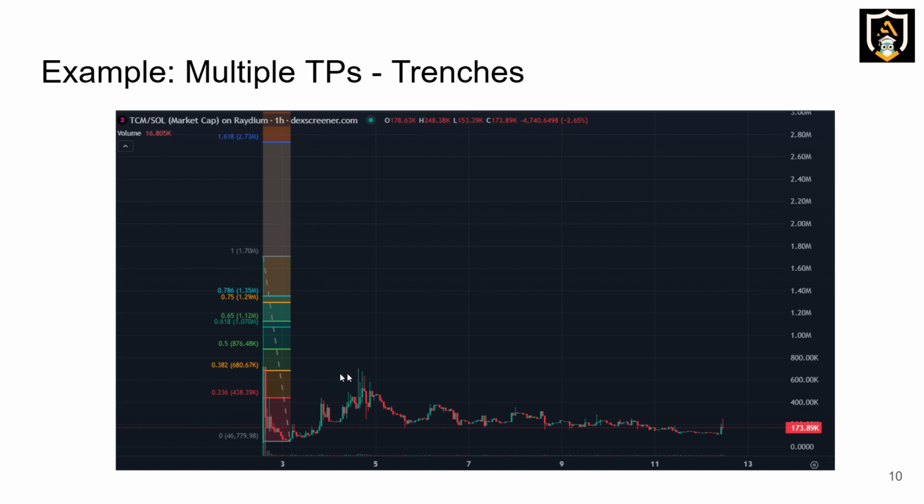And you can see, even on this one random example, that people were looking at these fibs when they were selling here. Probably selling here as well. There's a lot of confluence you'll see on small caps, medium caps, large caps. It's really cool. Personally, I only really use the fibs on these trench coins.